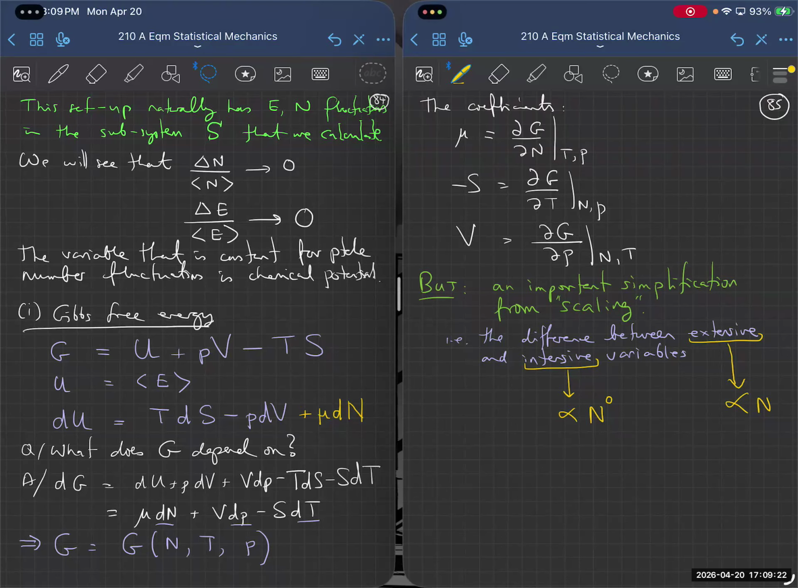So what variables depend on the size of the system and which ones don't? Let's give a few quick examples. Extensive variables: well, there's the energy of the system, there's the free energy of the system, there's the volume of the system and the number of particles in the system. There's G. Okay. What about intensive variables? Anybody give me an example of an intensive variable?